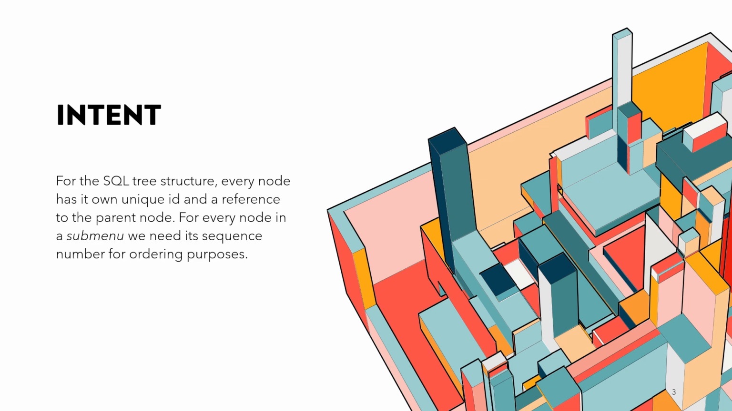We'll now talk about the intent of the tree in SQL. For every SQL tree structure, every node has its own unique ID and a reference to the parent node. A popular example that we probably all use all the time if you are in software is the file system. For Windows and Linux at least, the file system has that hierarchy of how it stores information.